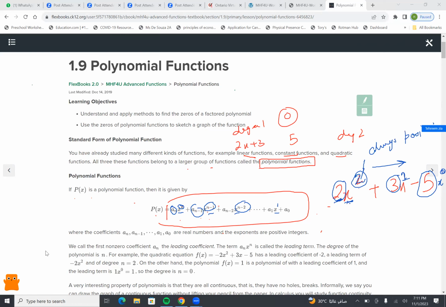In case we have a function 2x to the power minus 2 plus 3x minus 5, this is not a polynomial function, because in polynomial functions the exponents can never be negative. It's always positive. You can have a negative sign with the coefficient, but you cannot have negative signs with the exponents.